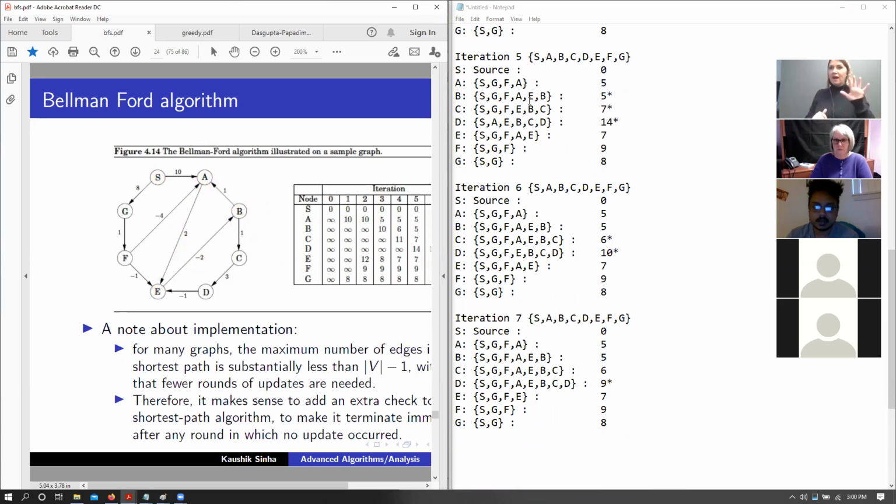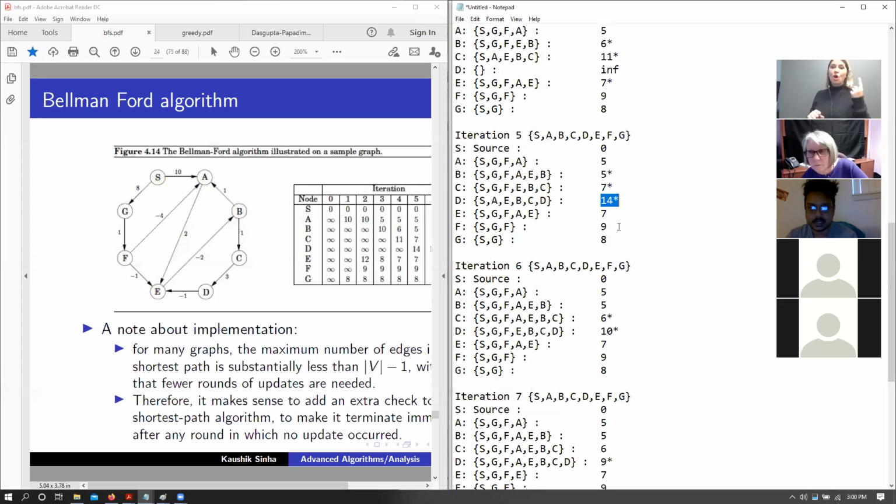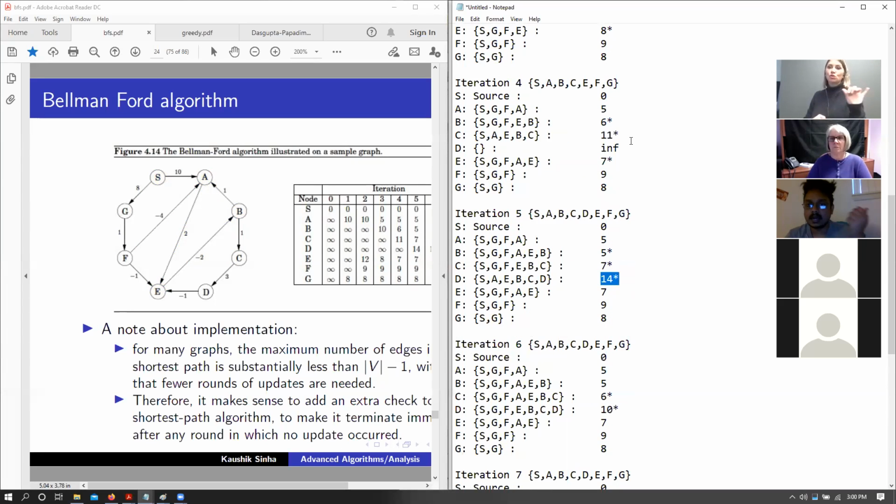We have already discovered S, A, B, C, E, F, G. But now since we have discovered C, we are able to discover D as well. So this iteration, we are also going to cover D. But remember that in the last iteration, we updated B, C, and E. So we only care about neighboring vertices of these 3 vertices, that is B, C, and E.